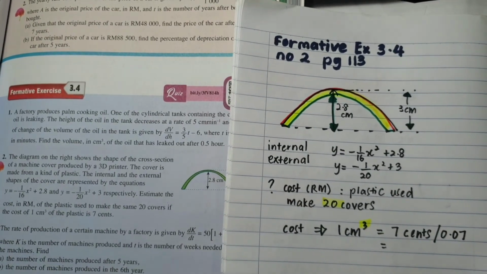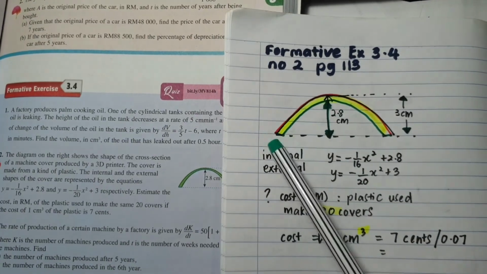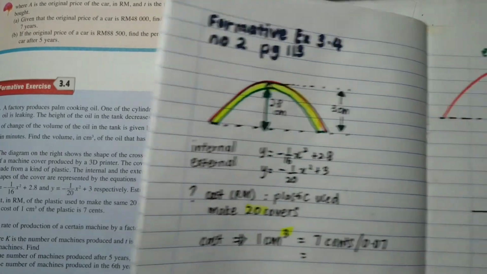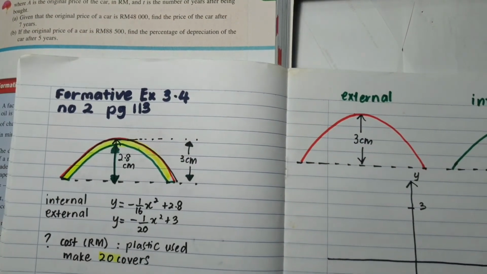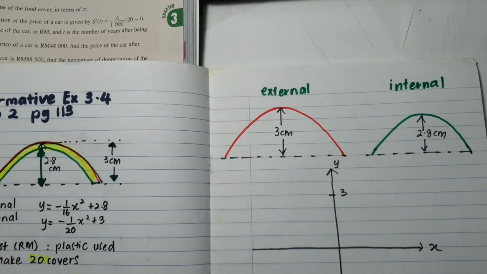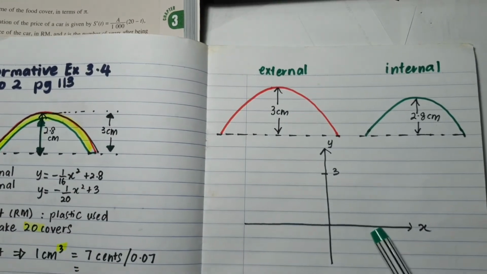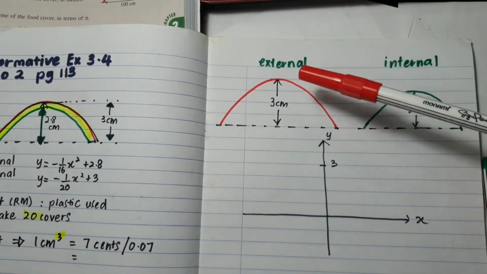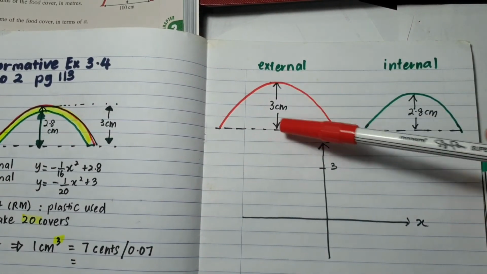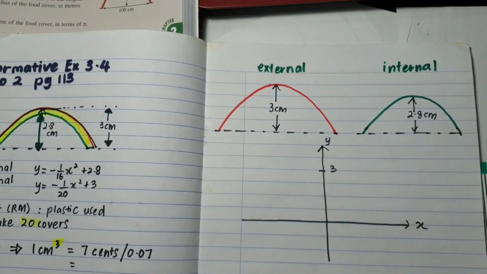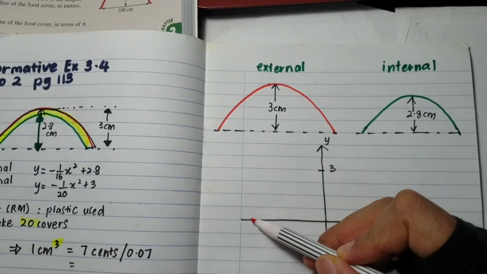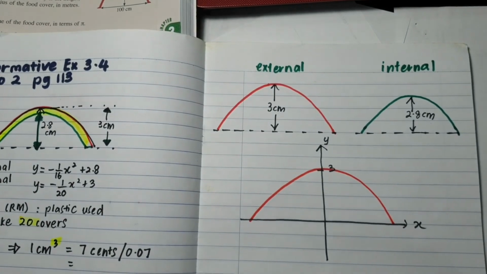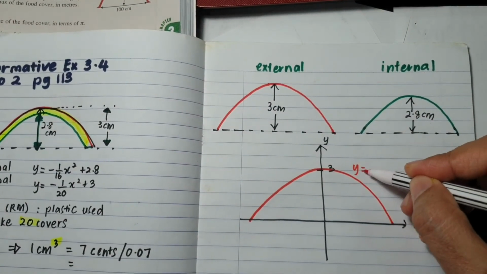Right, so let's see. Actually we have one internal and one external side. So you have two things here, two equations. If you have axes, you can sketch. On the axis, for the external, the height here is given as 3 cm. So we can draw like this. Okay, that is its equation.